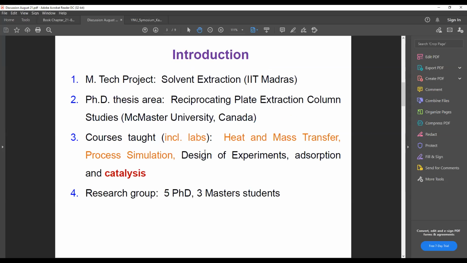I did my MTech at IIT Madras, and I was exposed to solvent extraction, a very fascinating field. I continued in the same area at McMaster University, Canada, where I worked on a reciprocating plate extraction column. Until my master's, I was a simulation-oriented person, but when I went for my PhD, I started doing experiments for the first time.